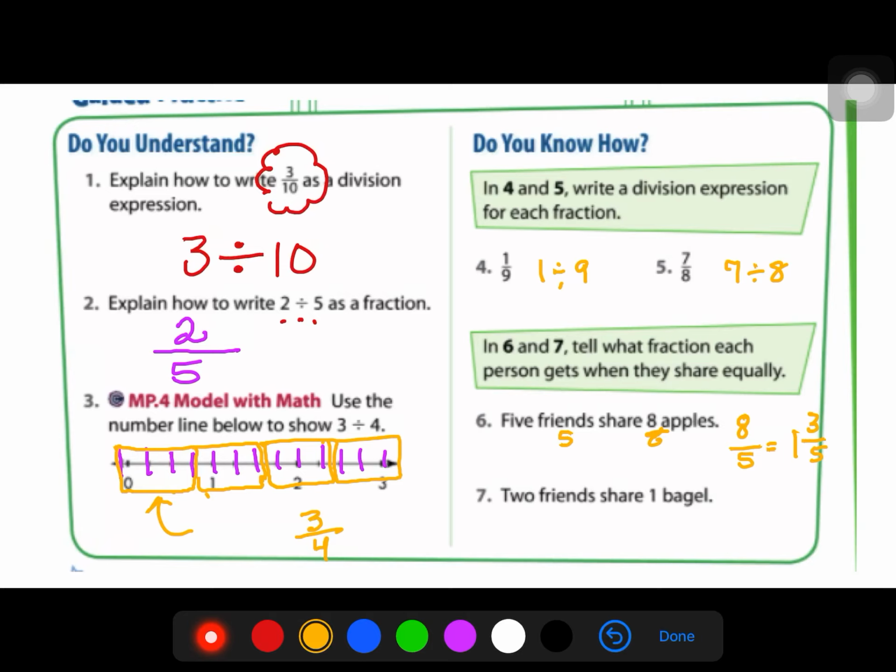2 friends share 1 bagel. I have 1 bagel being divided by 2 friends. Each person's going to get 1 out of 2 parts, or half of that bagel.